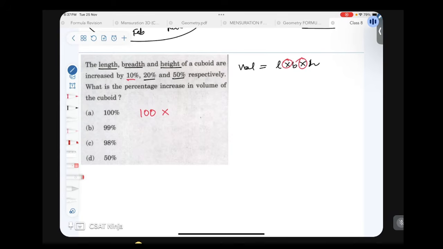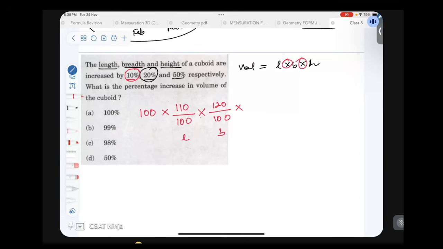Earlier, let's say the volume was 100. Now, because of the increase of 10%, it has become 110. This is length. What about breadth? Earlier it was 100 and it is increased by 20%. Can I write 120 here? Earlier it was 100 and it was increased by 20%, so it becomes 120.